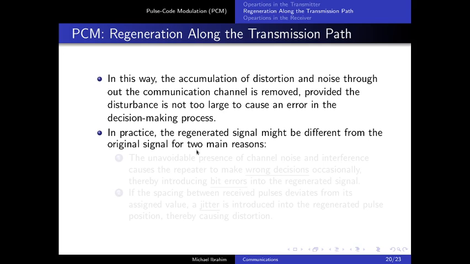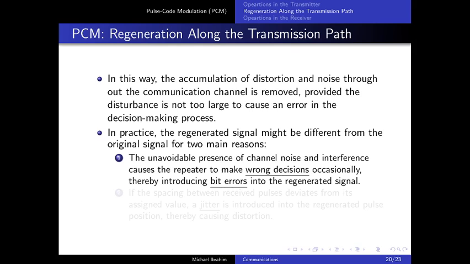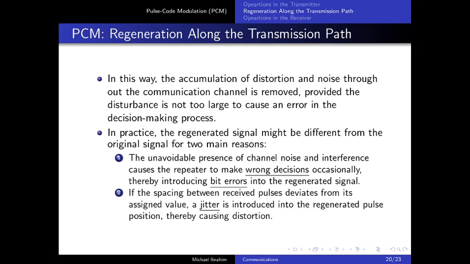So in regenerative repeaters, things are not ideal. We have many sources of error and noise. The first source is basically the unavoidable presence of channel noise and interference, which might cause the regenerative repeater to make wrong decisions, which will result in errors in the received bits. And in this case, we can use error control coding to detect some of these errors and correct some of these errors. The second source of error is called jitter.